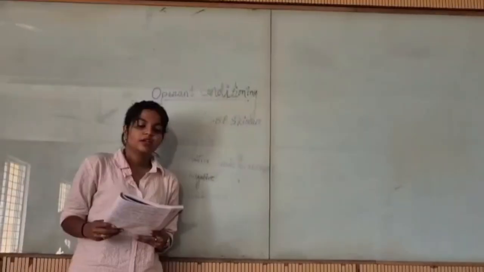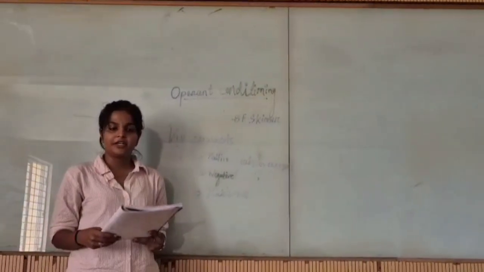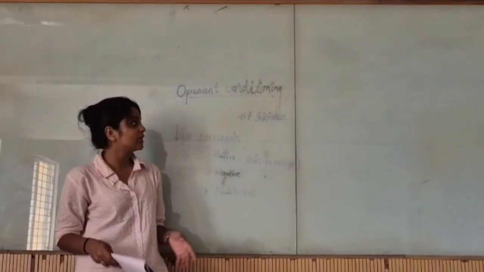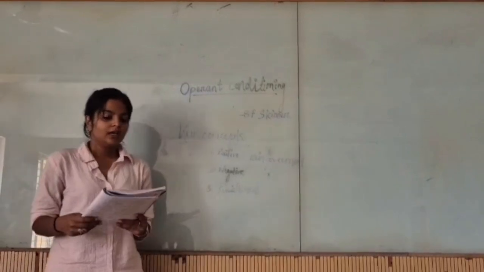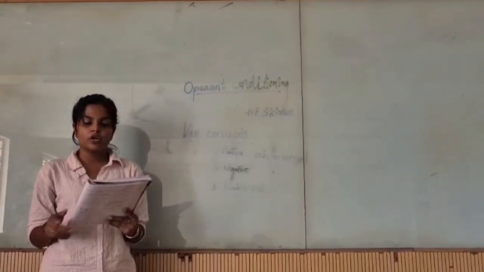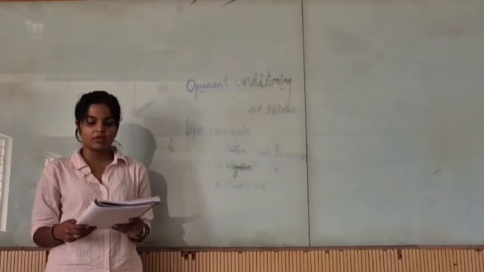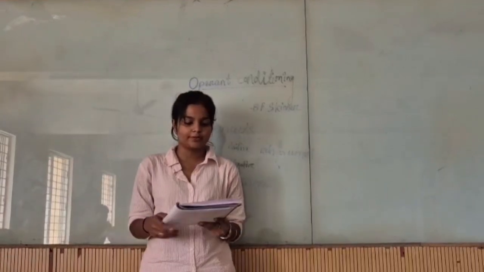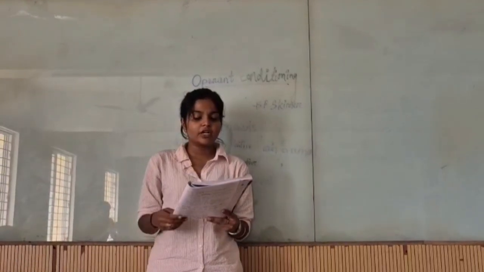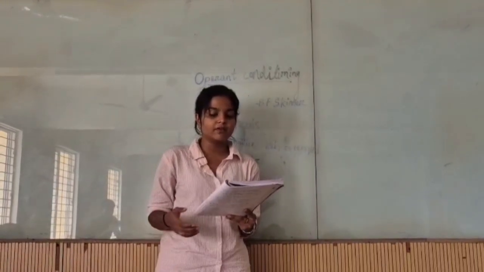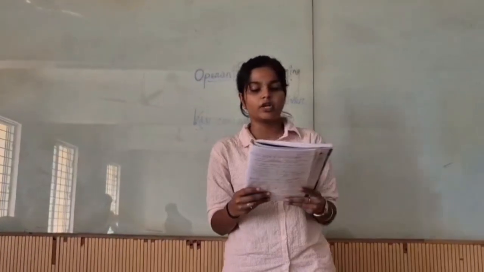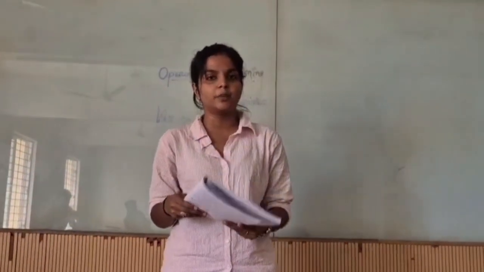Today we are going to learn about the operant conditioning theory of learning. This theory is given by Skinner. This theory is based on reward or punishment in order to change the behavior of an individual. We can say that according to this theory, we will repeat the behavior for which we get a reward, and we will not repeat the behavior for which we get punishment.